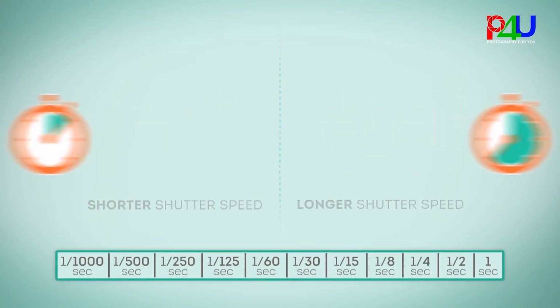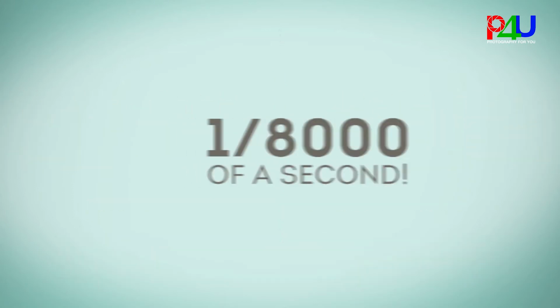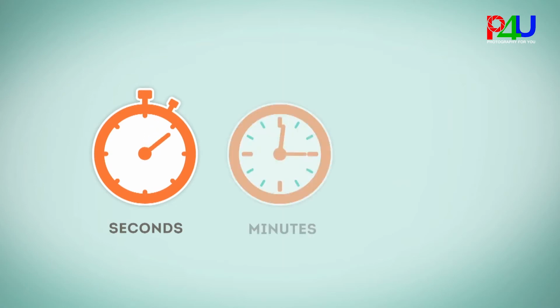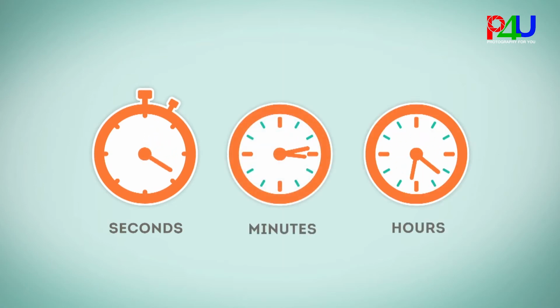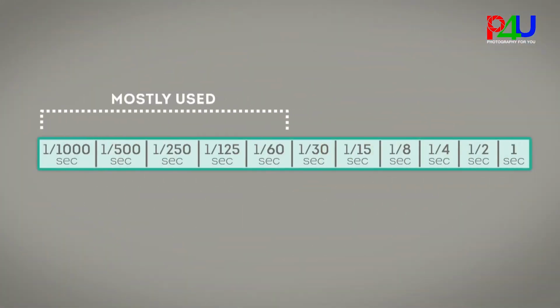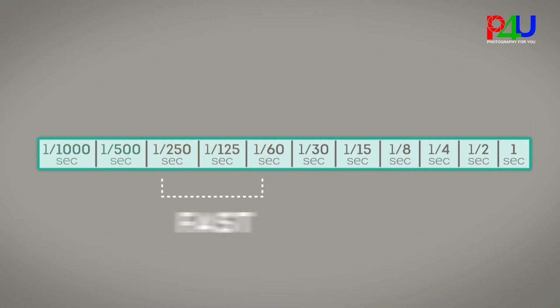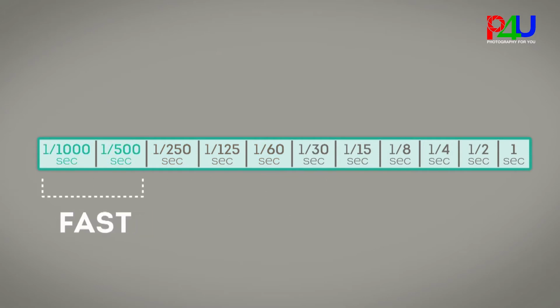Shutter speeds can range from 1/8,000th of a second through to many seconds, minutes, or even hours. Most commonly, we use shutter speeds ranging from 1/60th of a second to about 1/1000th of a second. These are fast shutter speeds in green, and slow shutter speeds in orange.